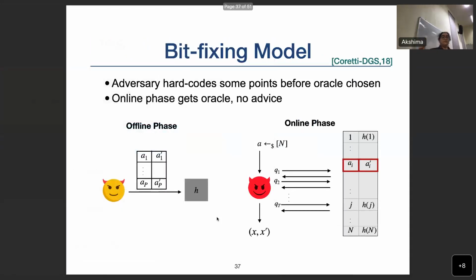So what is this bit-fixing model? Again, the adversary is a two-stage adversary. In the offline stage, the adversary fixes P points in this compression function. Then in the online phase, the compression function is consistent with these P points. These P points remain the same, and the other points are random. And the adversary is required, within T queries, to find the collision on the challenge salt. This is the bit-fixing model. So there is no advice, nothing. Just in the compression function, your P points are fixed and the other points are random.